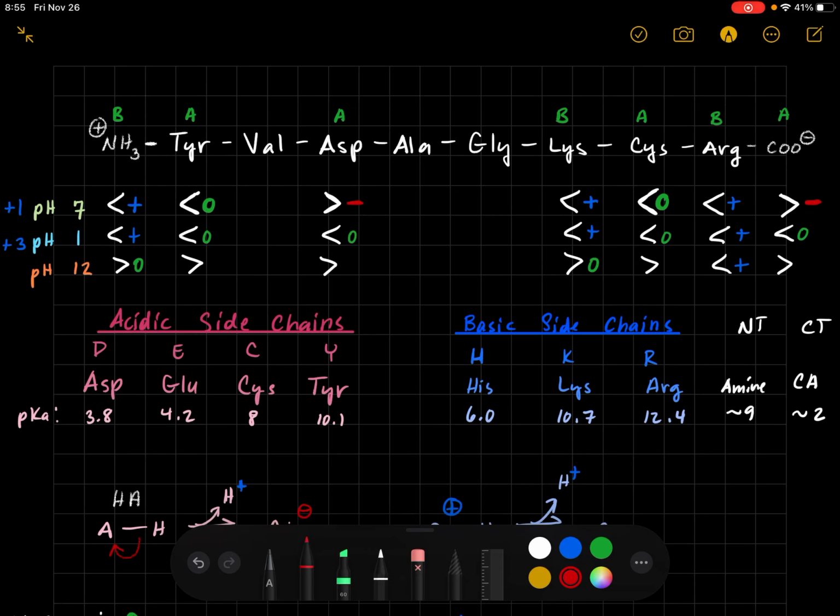The acidic groups, when deprotonated, will have a net negative charge. So tyrosine, aspartate, cysteine, and the main chain carboxylate group will all have net negative charges at a pH of 12.